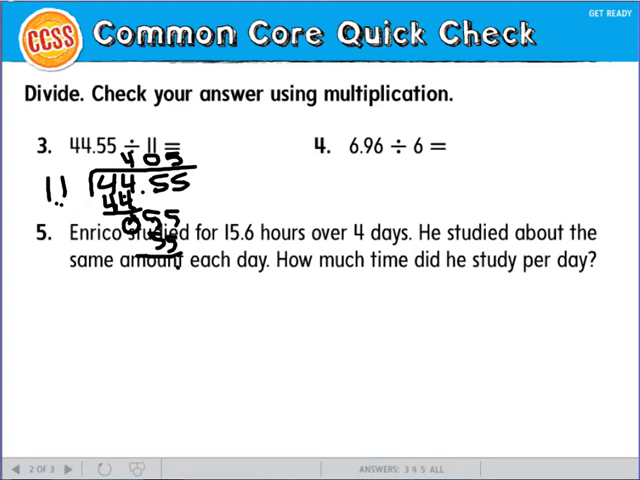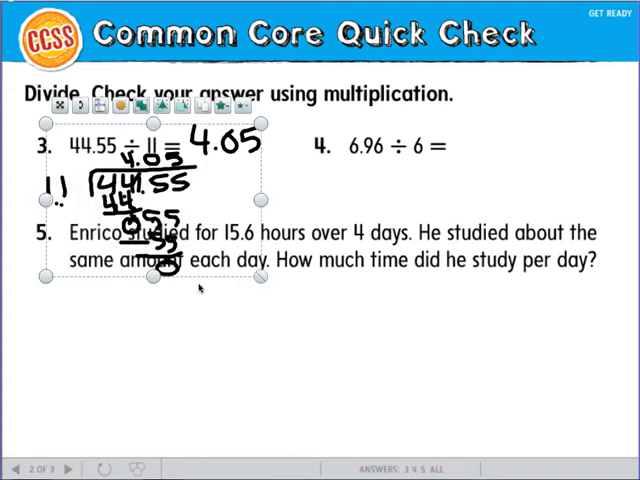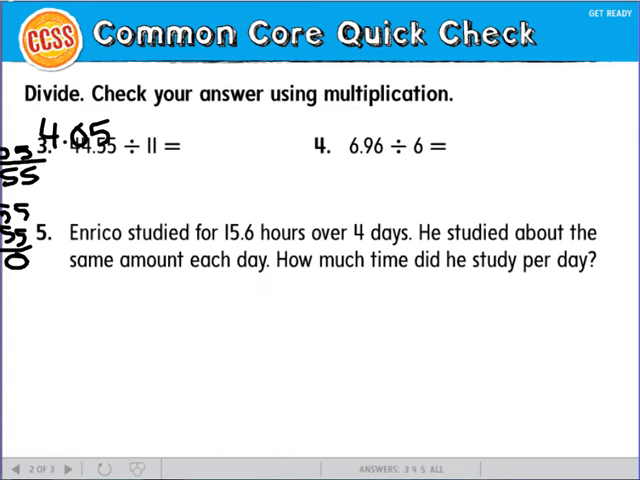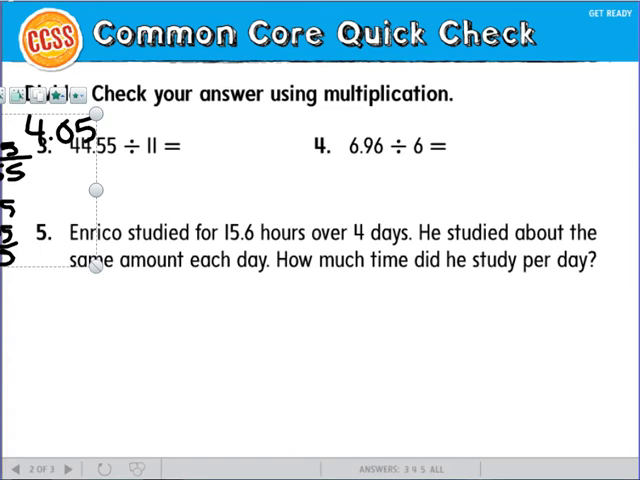And I'll move this later so we can read this problem. So I subtract that, it's 0. Decimal goes straight up. So it's not 405, it is 4.05. Okay? Let me move this so we can do the rest of these. Sorry, the answer's above number 3 there, but that's the best that I'm going to be able to do right now.